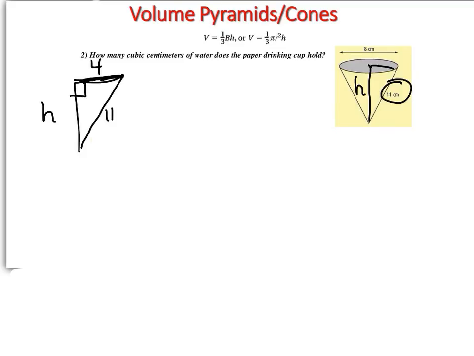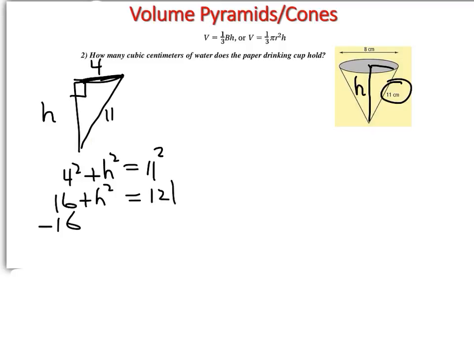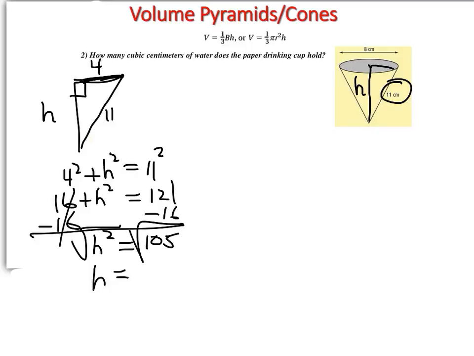So using the Pythagorean theorem here, we'll have 4 squared plus the unknown squared, h squared, is 11 squared. So going through this calculation, 16 plus h squared is 121. So subtract 16 from both sides. You'll get h squared equals 121 minus 16, so that's 105. And square root both sides. So h is the square root of 105, which is 10.2 approximately.